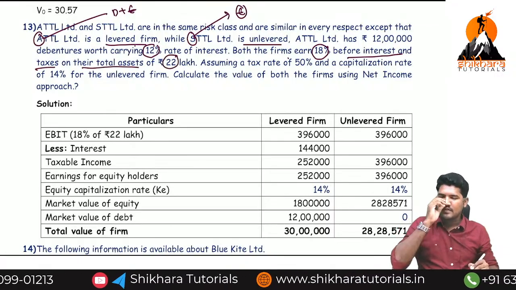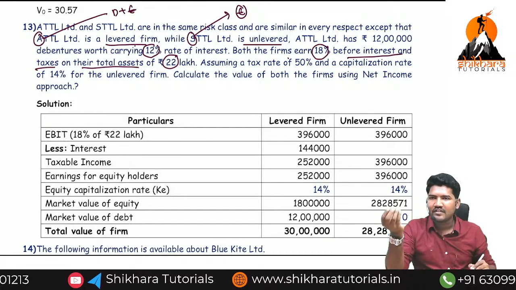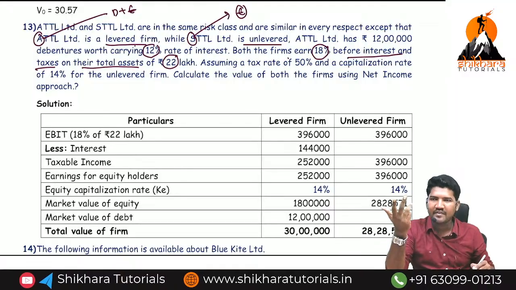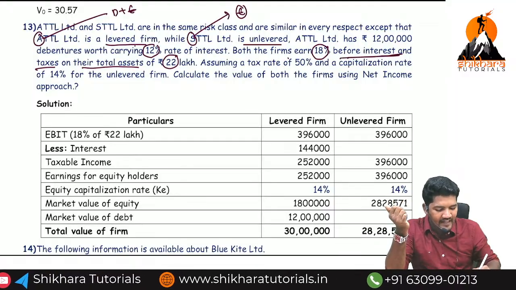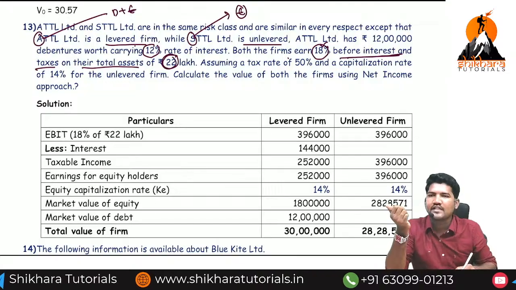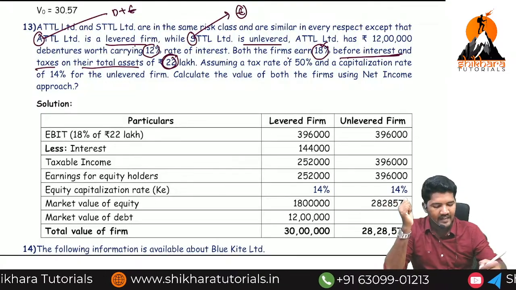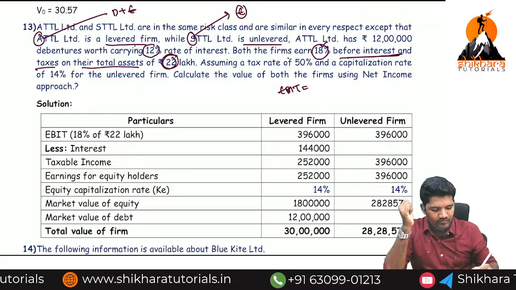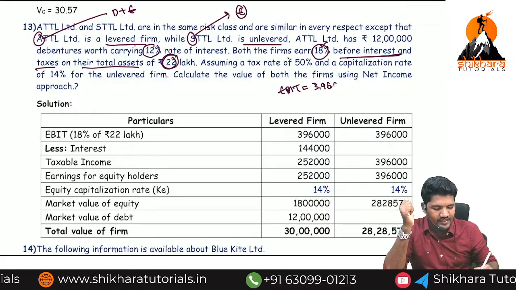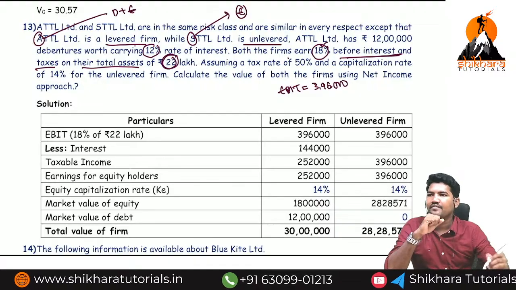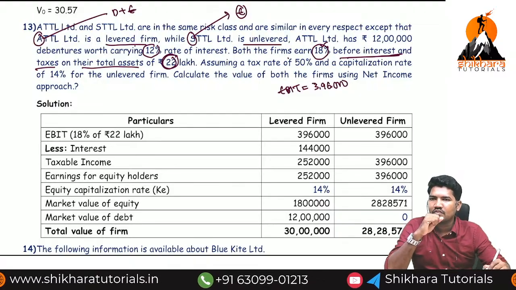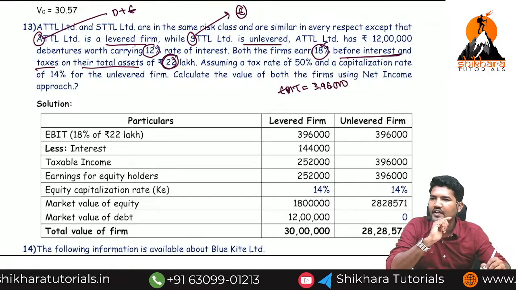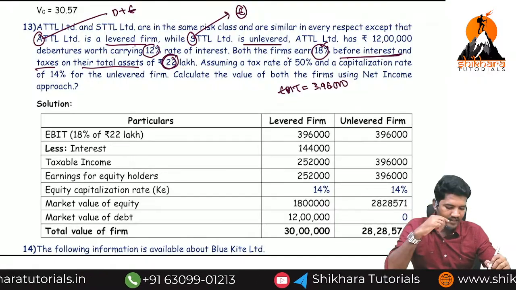Both the firms earn 18% before interest and taxes on their total assets of rupees 22 lakhs. Generally, they will give EBIT directly, like 2 lakhs, 1 lakh, 5 lakh. But instead of that direct information, they are providing EBIT as 18% on 22 lakhs of assets. Now please calculate EBIT. It is 3 lakh 96,000. For which company? Both. Similar in all aspects. Clear? Done. Next.